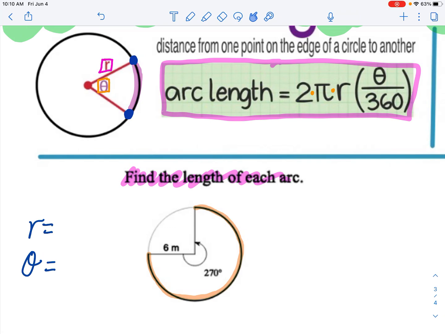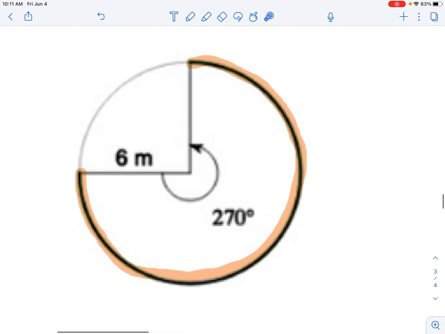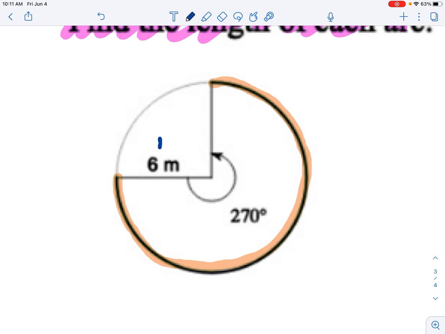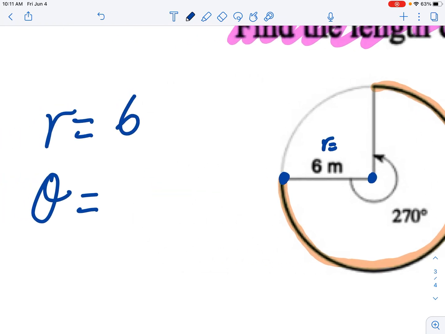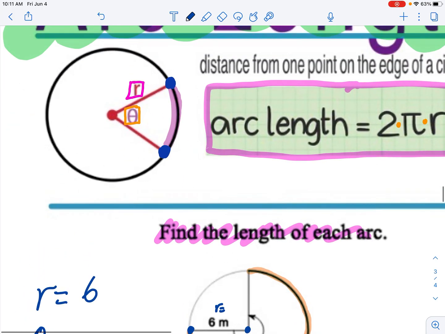So what is our r here? What is the distance between the center of the circle to the side? Well, it's right here. Look at this. This is r. This is the distance between the center to the side of the circle. So r is 6. Okay?